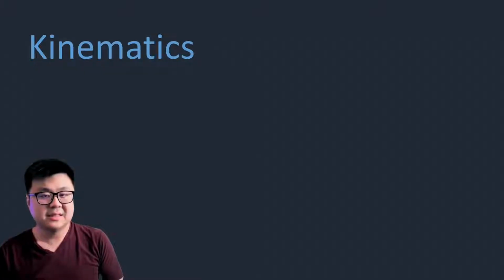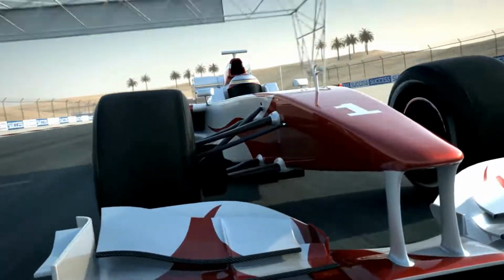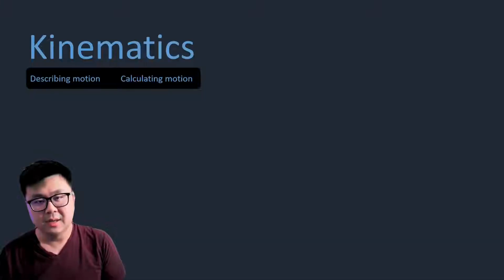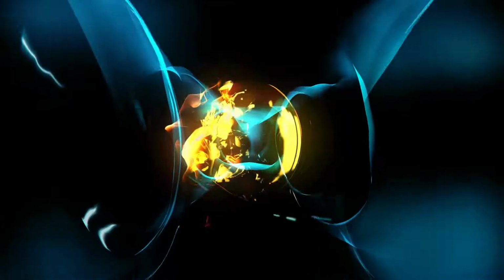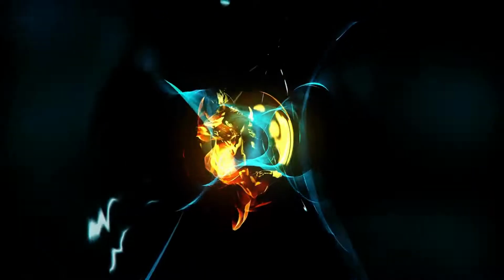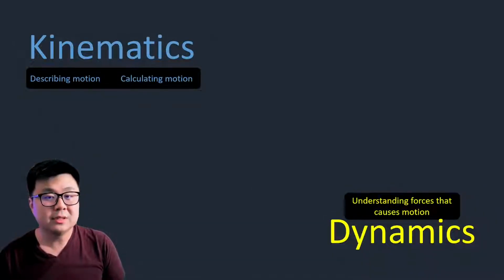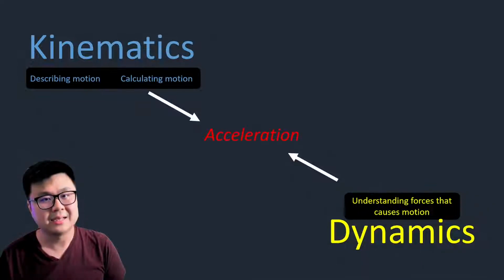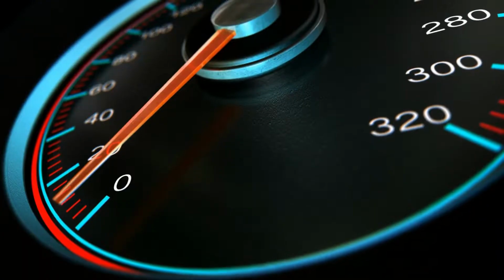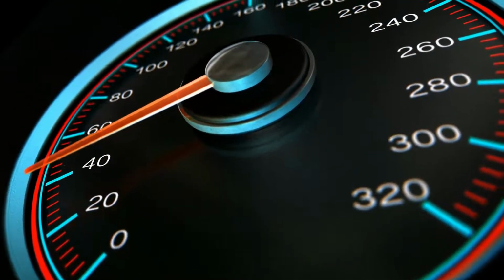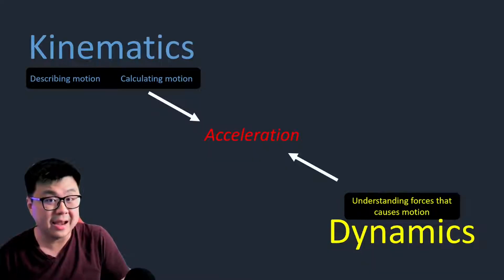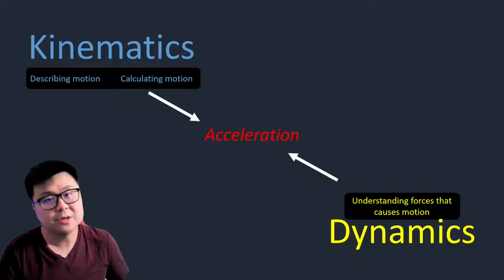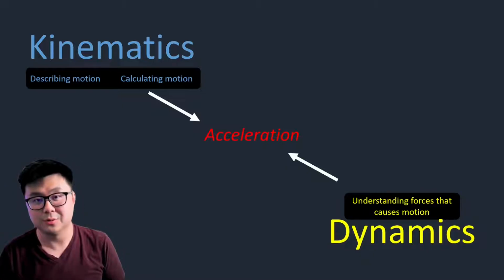Kinematics is a branch of physics that deals with describing and calculating all aspects of motion. The next topic you'll learn after kinematics is dynamics, and dynamics focuses on understanding the forces that cause the motion. When you learn dynamics, you will need to remember your kinematics because these two topics are linked through acceleration. Acceleration is a very important variable in both kinematics and dynamics. Which means if you're looking for acceleration and you're doing dynamics, you might need to go to kinematics first to find the acceleration before being able to do dynamics questions.